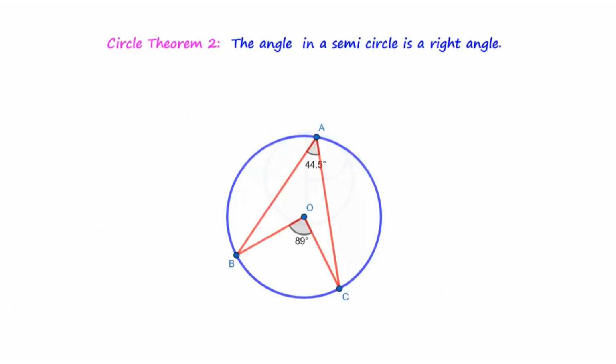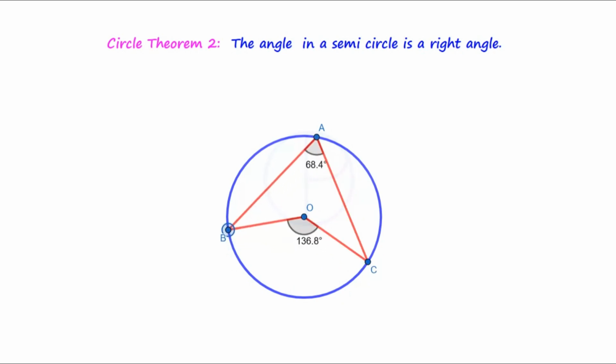The next theorem is: the angle in a semicircle is a right angle. Now let's change the angle between B and C to 180 degrees. So the angle at A will be half of that, so it will become 90 degrees. Now BAC forms a semicircle. So the angle in a semicircle is a right angle.